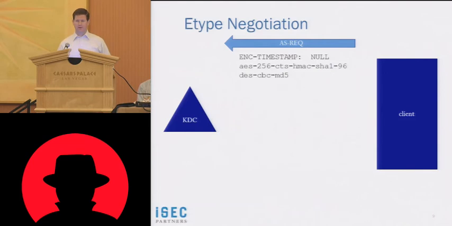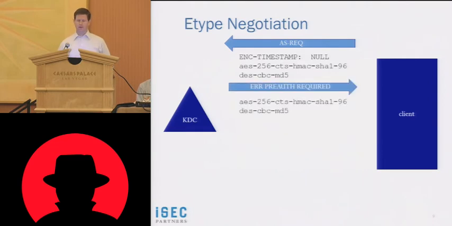So the first stage, you'll have the client send what I'll call an anonymous AS-REQ. The AS-REQ is authenticated using a structure called the ENC timestamp. That's just a timestamp that's ASN.1 encoded, with a little bit more data, that's encrypted using a key derived from the user's password. So at first, they do an anonymous AS-REQ, in which the ENC timestamp is null, and then it has a list of E-types that the client supports. Hello, I support AES 256 and DES CBC MD5.